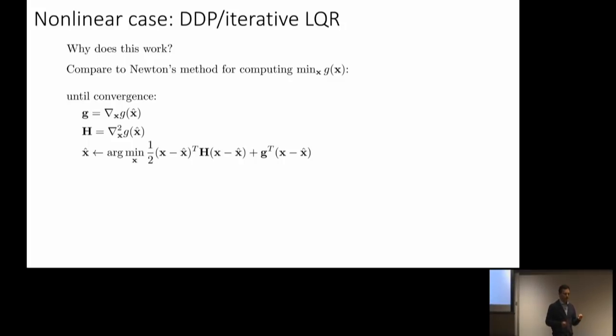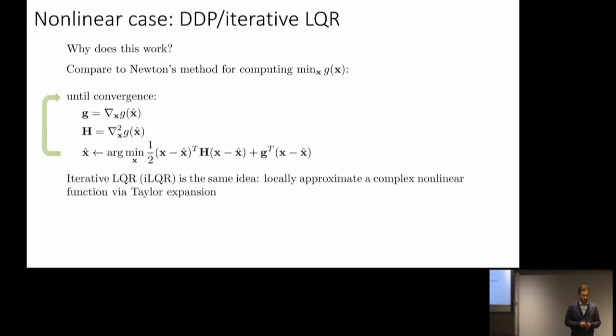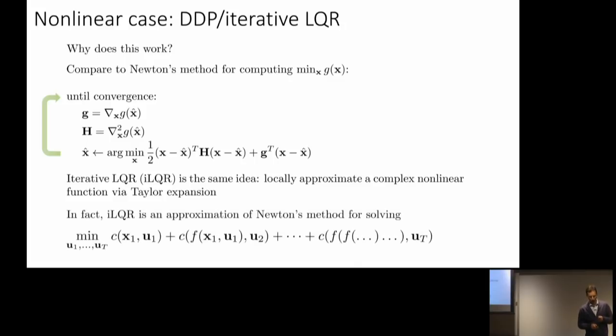Iterative LQR is an approximation to Newton's method that's making use of the temporal structure in the problem. So it's also building a kind of pseudo-Hessian, it's building the full gradient, and then using that it computes a better trajectory. So iterative LQR is the same idea, locally approximate a complex nonlinear function via its Taylor expansion. So it's an approximation of Newton's method for solving that original unconstrained optimization problem.